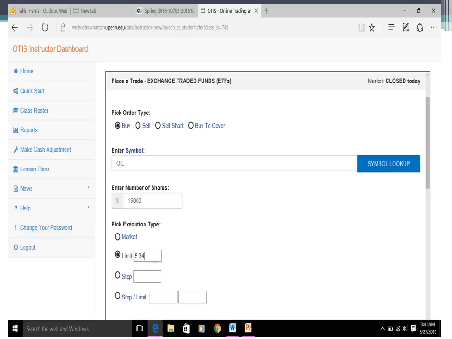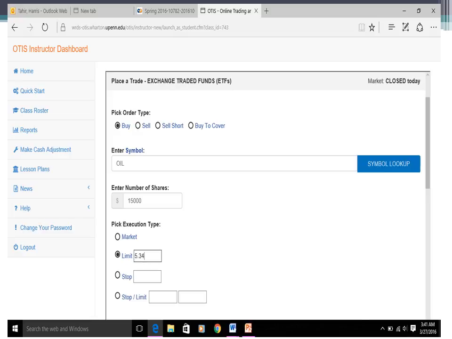Now, if you wanted to buy an exchange traded fund, which trades just like a common stock, Yahoo Finance would tell you that it's an ETF, not a regular common stock. You can place the order this way. From that drop-down menu of trade, you would select ETF. You would click buy for buy. Enter the symbol of the ETF, which you would have already found in Yahoo Finance.